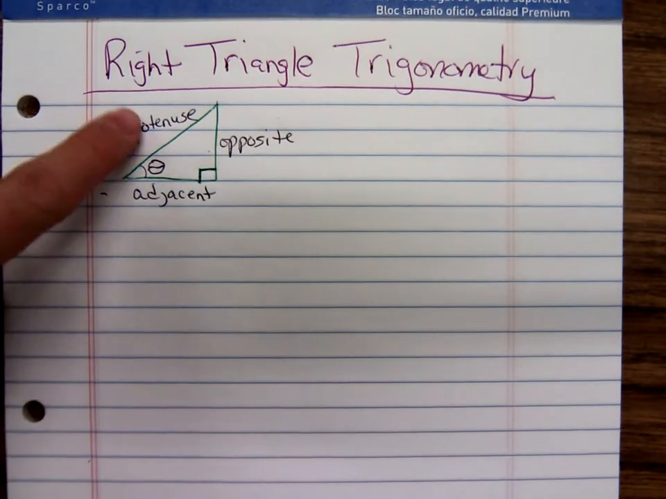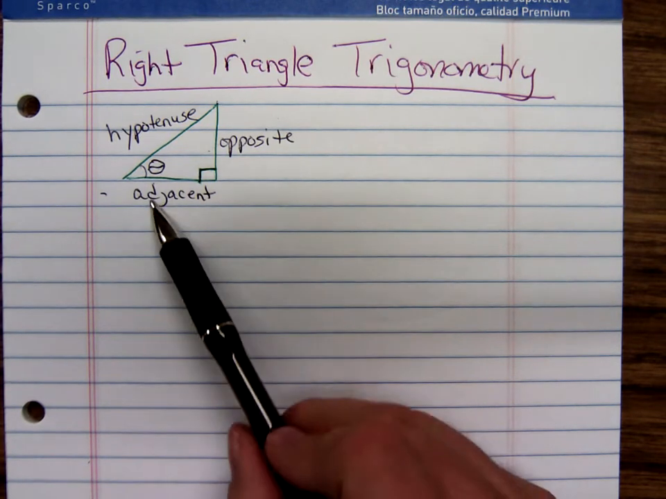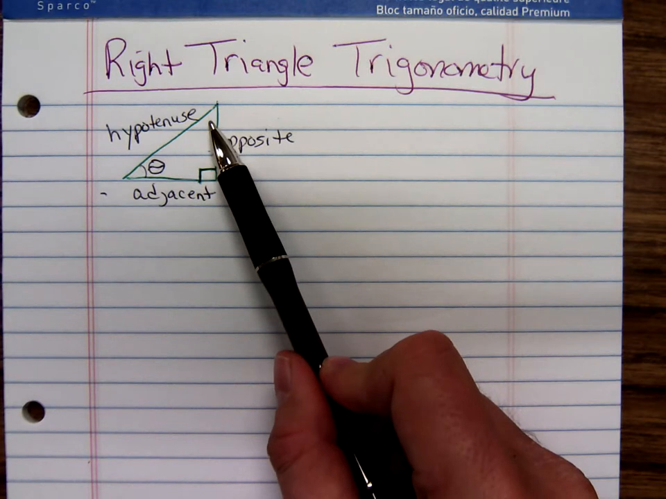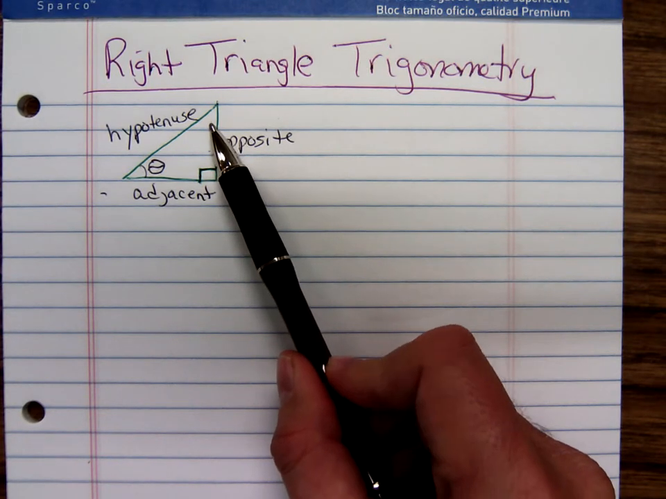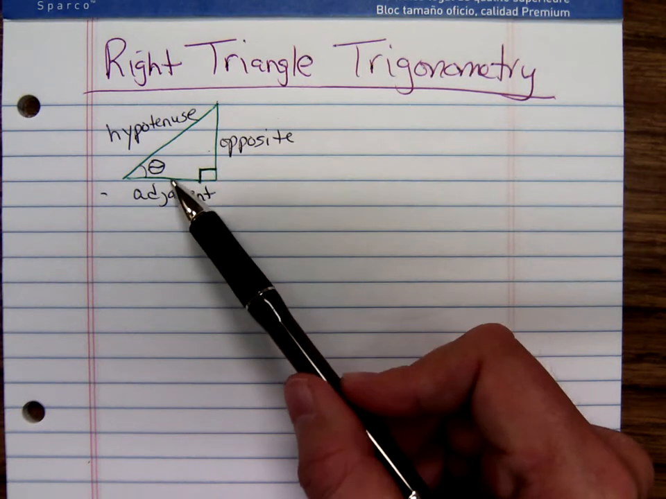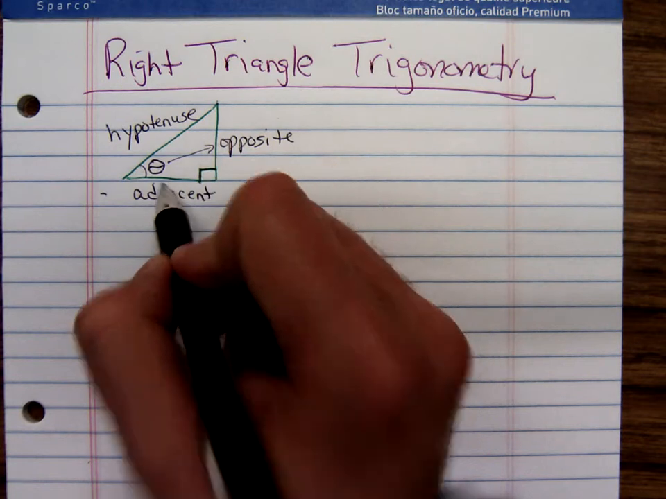So we have a hypotenuse, that's always opposite the 90-degree angle. And then we have the two legs, which we'll call either opposite or adjacent, depending on where your angle theta is. If this angle up here had been theta, then opposite wouldn't be right beside it. It would be here. Opposite theta, closest to theta.